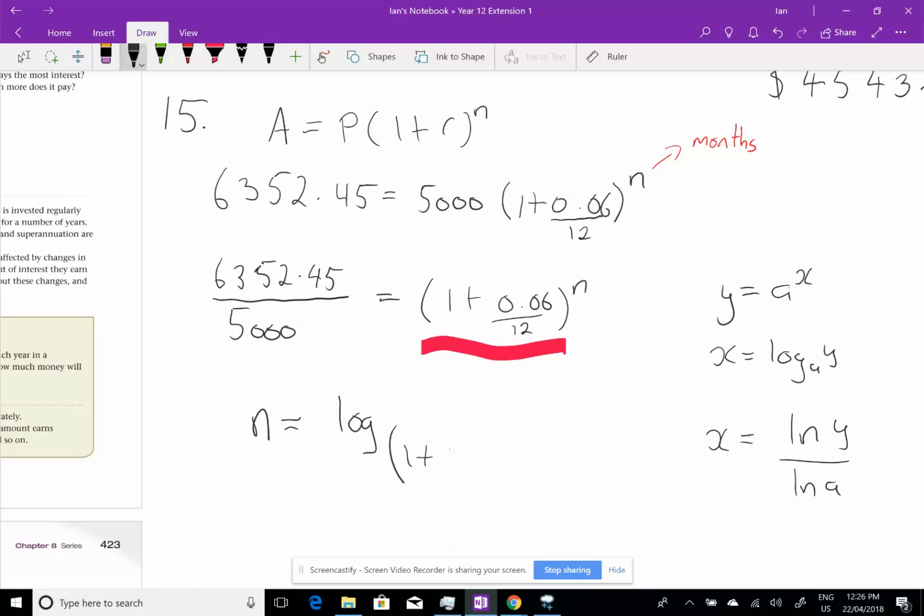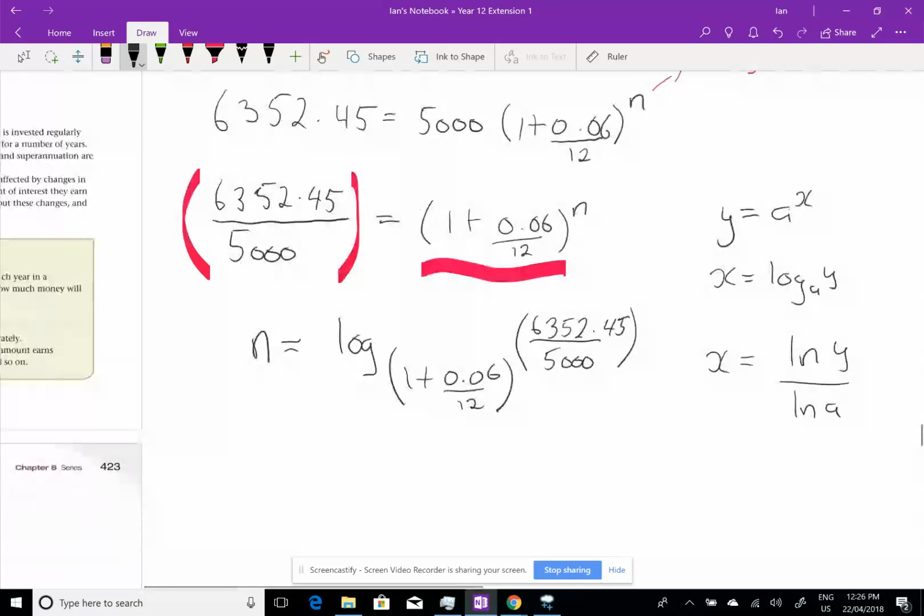1 plus 0.06 over 12, all of that. So I'll write it in parentheses: 6352.45. Now you could have already done this on your calculator and had numbers, but I really worry about getting compound rounding.